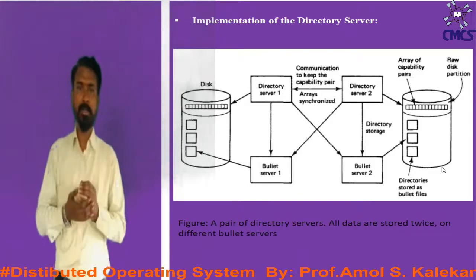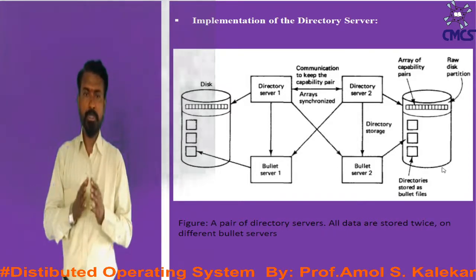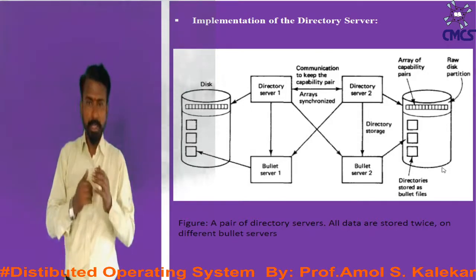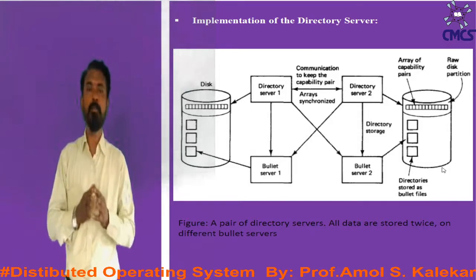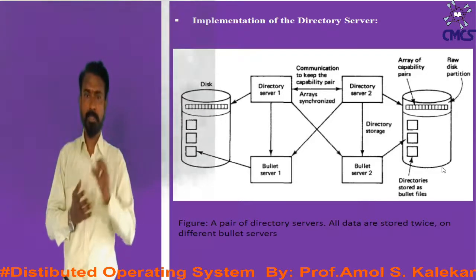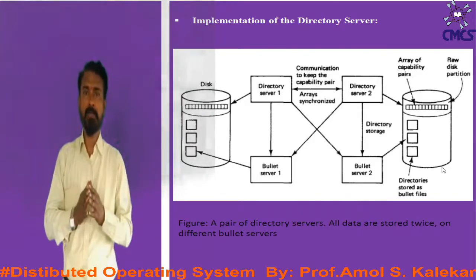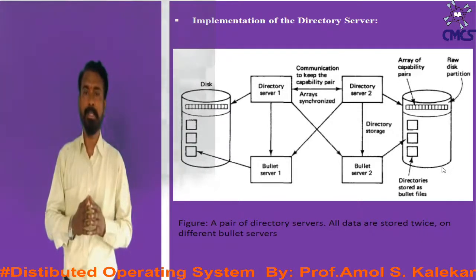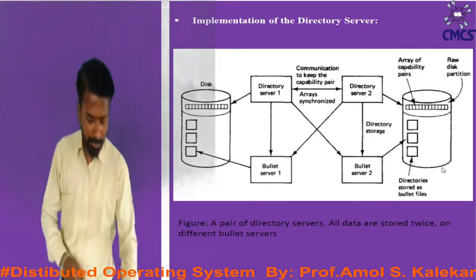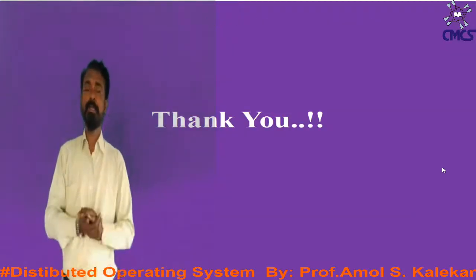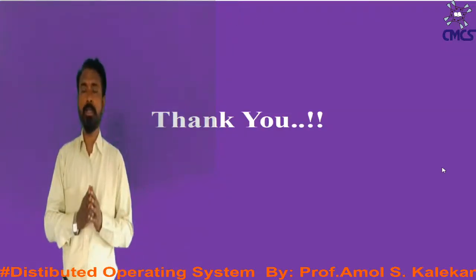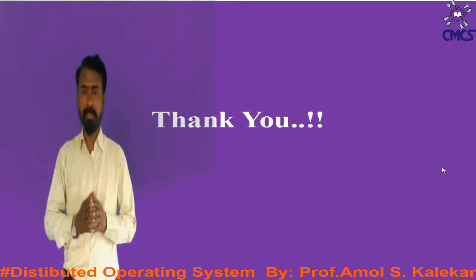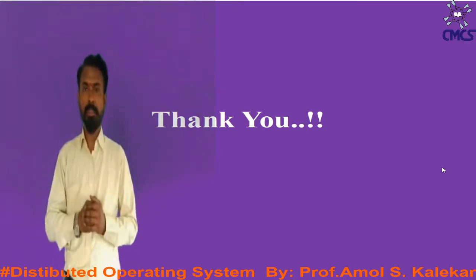Again, we will see how it is implemented. This is the figure which shows a pair of directory servers. All data are stored twice on different bullet servers. So this figure describes how the directory servers are actually implemented in the system. Dear students, these are the various points as far as the bullet server and the directory server are concerned. Thank you.